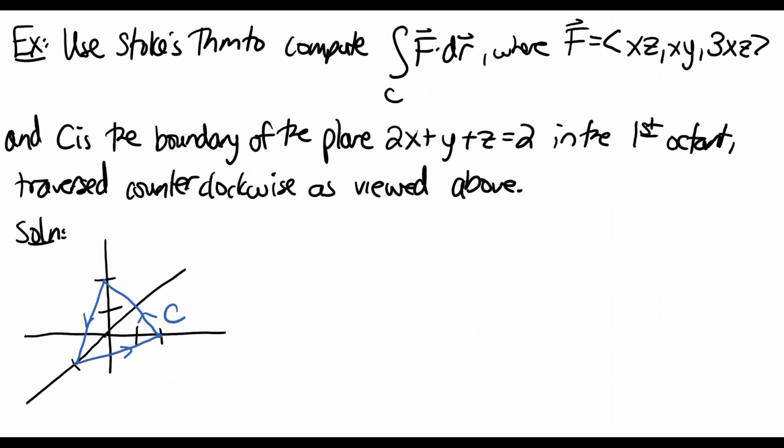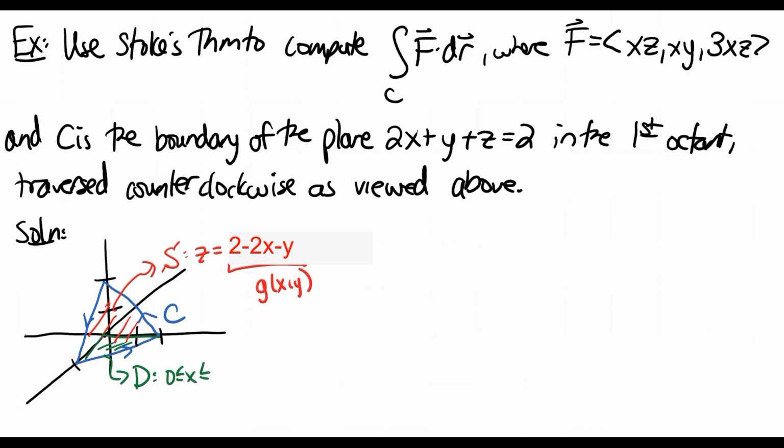Now let's observe that C encloses a surface S, which is the filled-in triangle. If we want to use Stokes' theorem, we'll have to do a surface integral over this triangle of the curl of F. Let's first figure out how we'd compute this surface integral. S can be described as the graph of the function z equals 2 minus 2x minus y, so we'll use the graph formula for the surface integral. The region we're integrating over is the triangle D in the xy plane, given as x running from 0 to 1 and y running from 0 to 2 minus 2x.